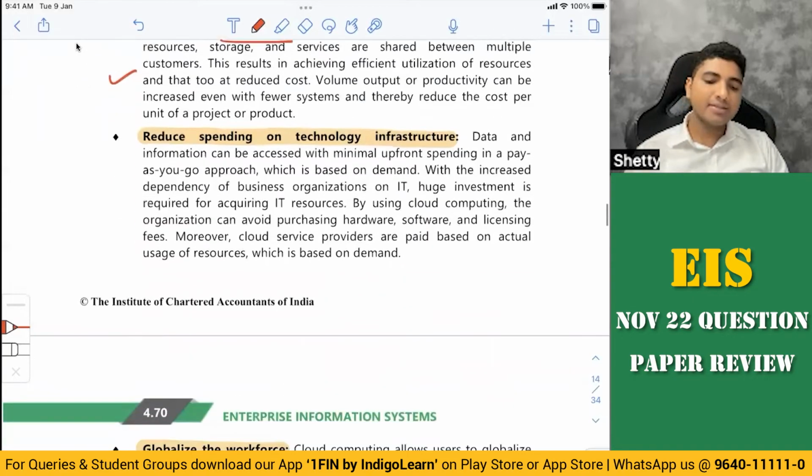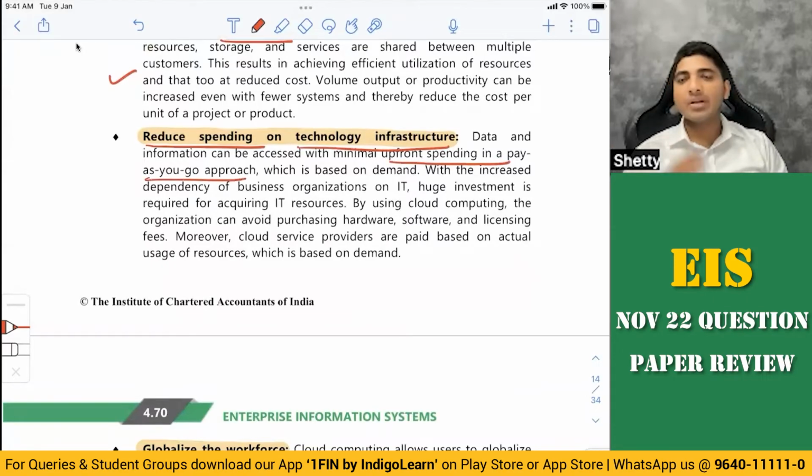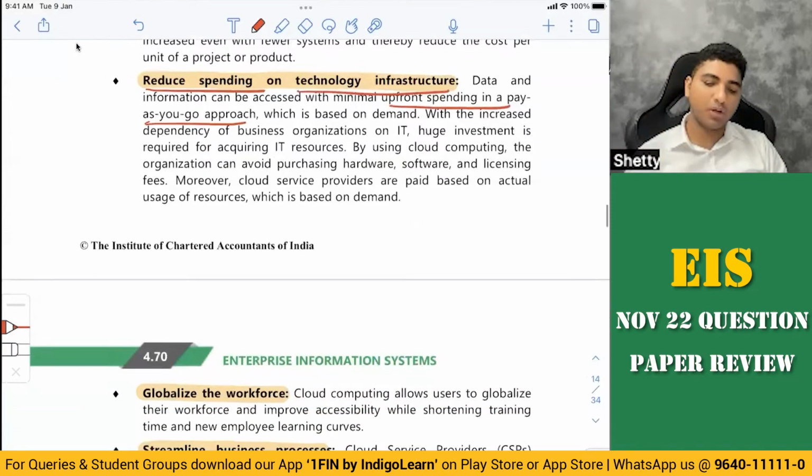Next, second thing is I can reduce spending on technology infrastructure. So what are they saying? Data and information can be accessed with minimal upfront spending in a pay-as-you-go approach. So if I were to have everything offline, I have to buy an expensive computer and all the networking devices. So cost is higher. But if I am a startup, I don't want to spend all that money, then I can take cloud services, and how much I'm using, only that much I'm going to pay. So initial capital outflow is going to be very minimal. So that is also another advantage.